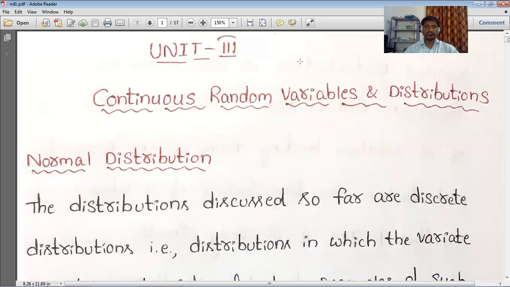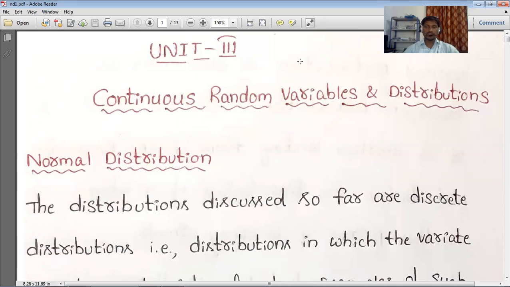In that, specifically, we learned binomial distribution and Poisson distribution, and we saw the differences between them, when we have to apply binomial and when we have to apply Poisson distribution. In Poisson distribution, if n is large and p is very small, approximately nearer to 0, in that case we use Poisson. And the disadvantage of binomial is, if the number of trials is large, then we can't apply binomial distribution. So those things we learned in the second unit.